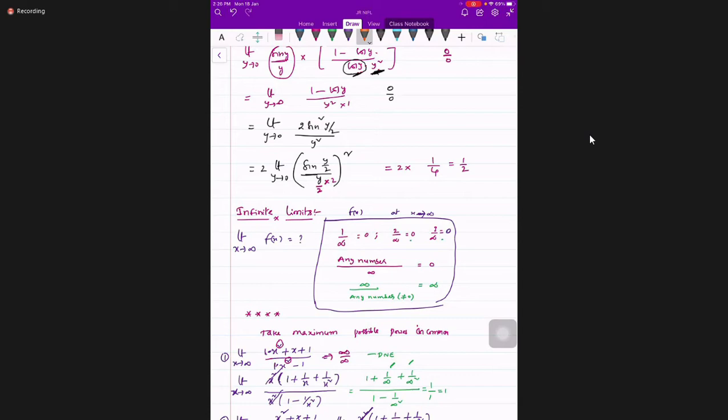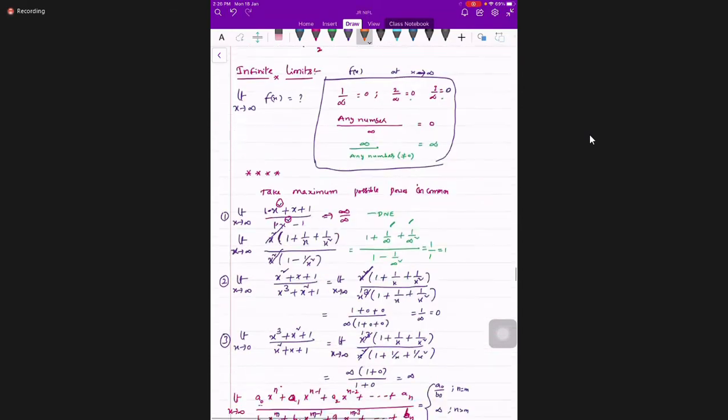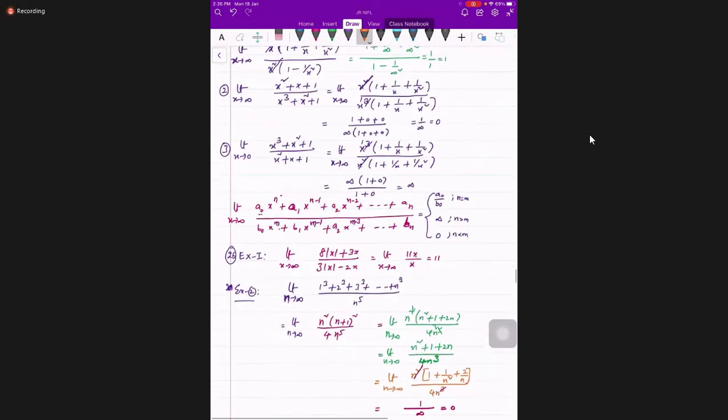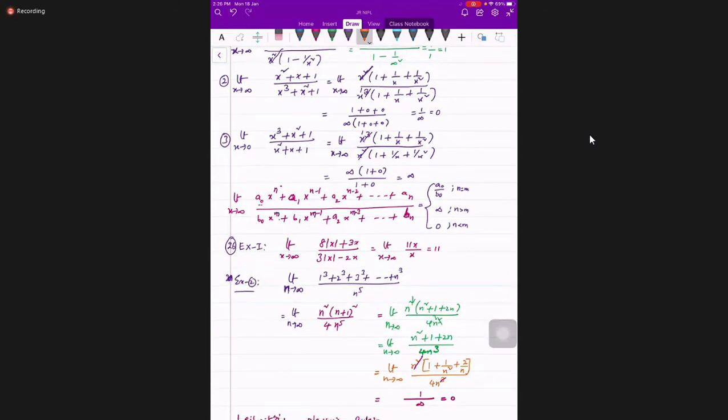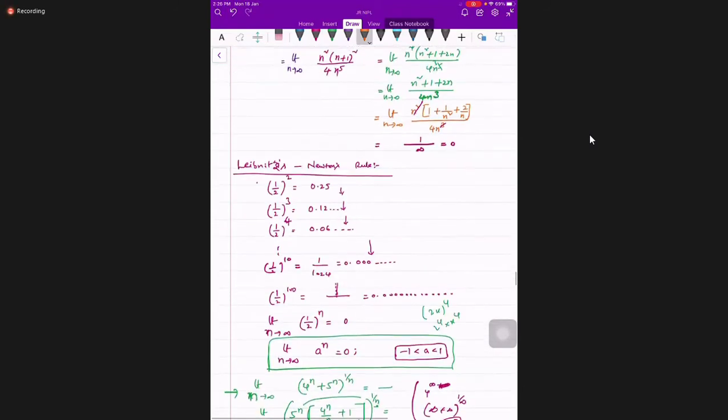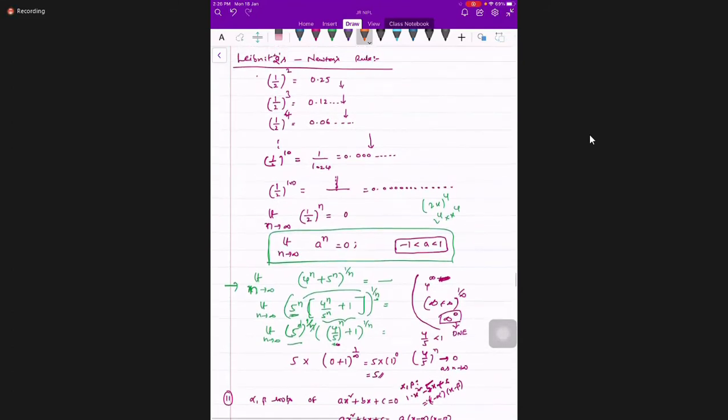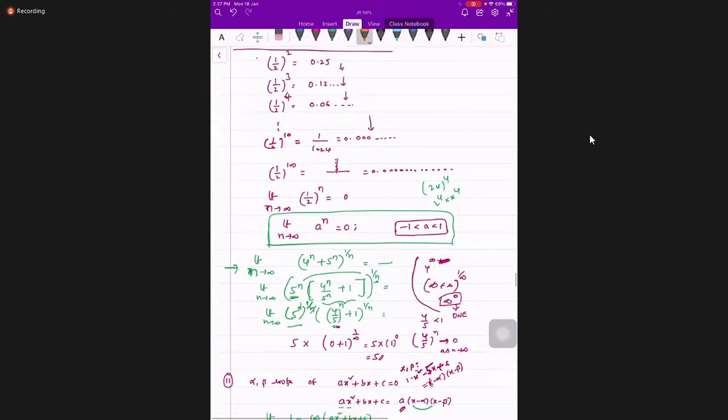Then we got various examples. After that, the Newton-Leibniz rule. That is, if a value is between 0 to 1, or between -1 to 1, and you raise it to higher powers, the value keeps decreasing. Finally, for bigger powers, it's going to be very small, and very small means it approaches 0. So based on that, we got these two questions, very important.